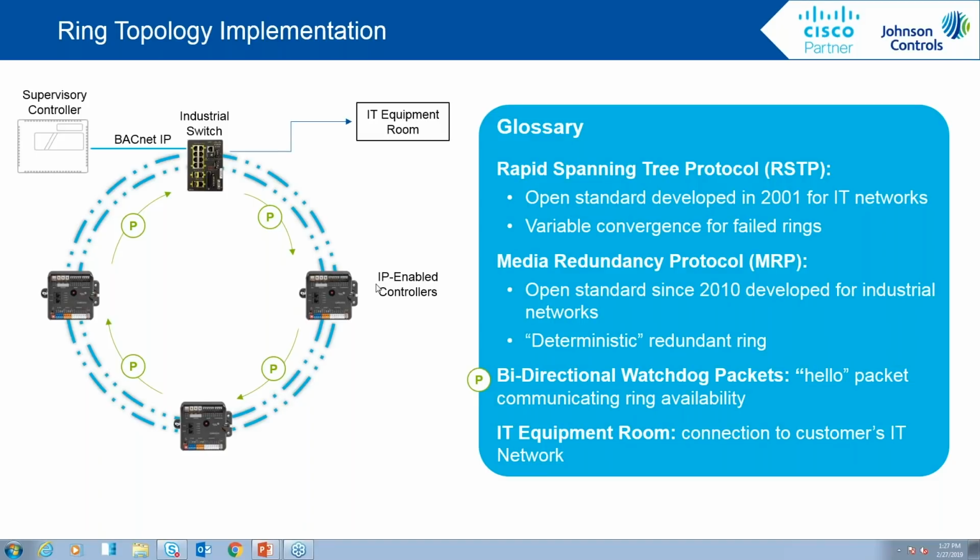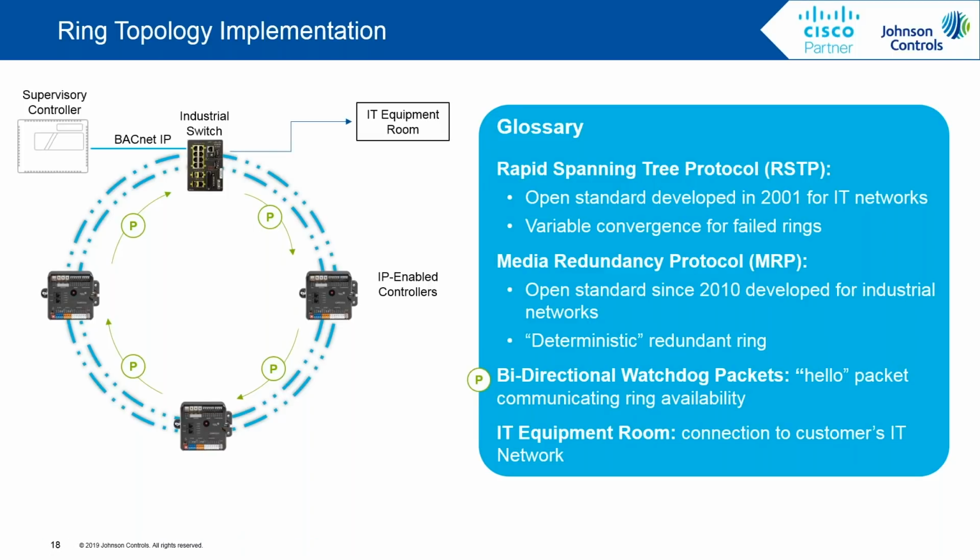A couple items I'd like to introduce you to on this chart. The first item is a bidirectional watchdog packet. If you look over at the left-hand side of the slide, you can see those little packets going around. The way I like to talk about watchdog packets is as hello. When we meet somebody, it's very common for us to say, hello, how are you doing? Think of that as a watchdog packet. It's very conversational, very low overhead, and allows everybody in the ring to know what's working and what is not.